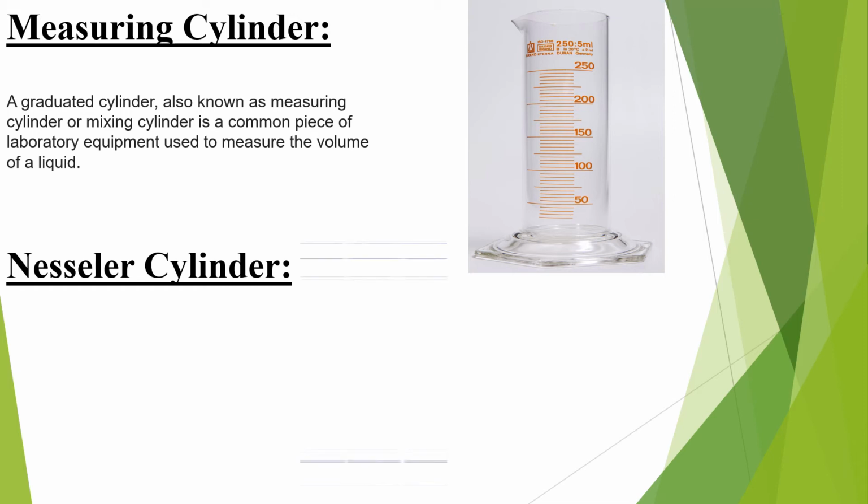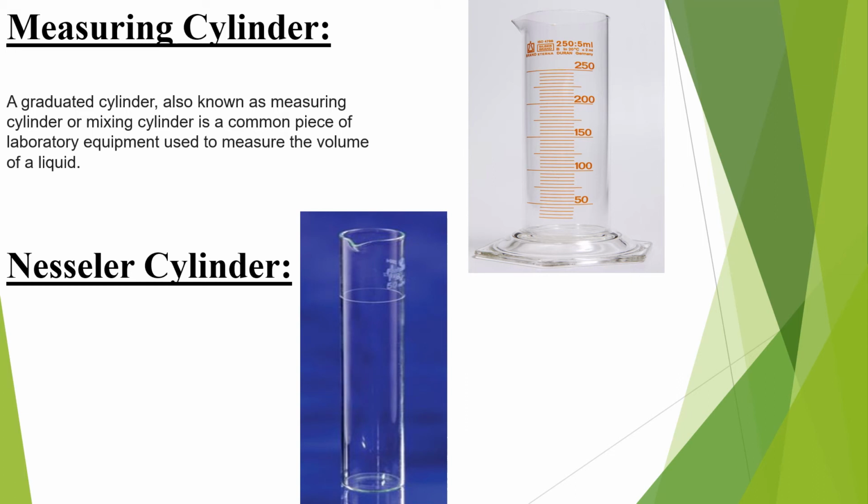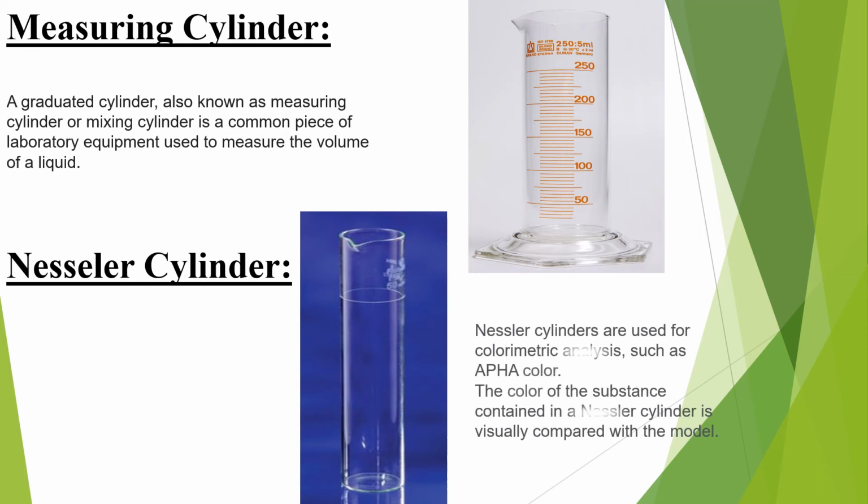Next is Nestler cylinder. This is Nestler cylinder. Nestler cylinders are used for colorimetric analysis such as APHA color. The color of the substance contained in a Nestler cylinder is visually compared with the model. Nestler cylinder is basically used for the limit test.